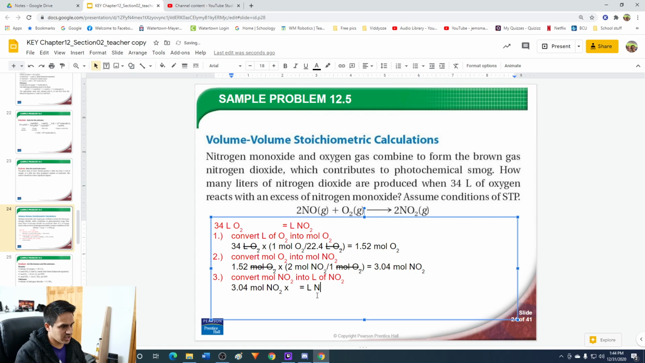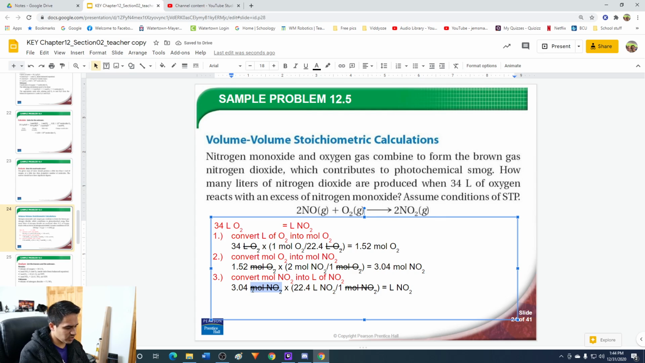Okay, so it's going to end up in liters of NO2. And to do that, we'll use molar volume again, which we did in step 1. So it's going to be basically the same exact conversion, only we're going to flip the fraction. The 22.4 liters of NO2 will be on the top, and the 1 mole of NO2 will be on the bottom. That way, again, our moles of NO2 cancel out. Again, dimensional analysis is important.